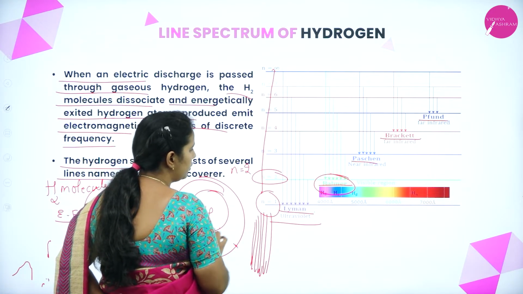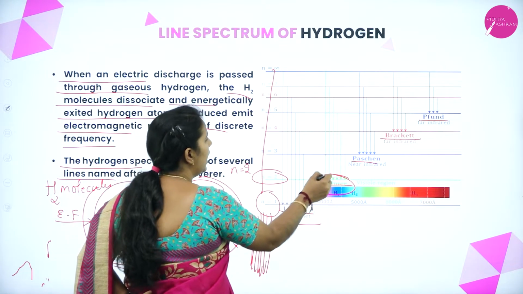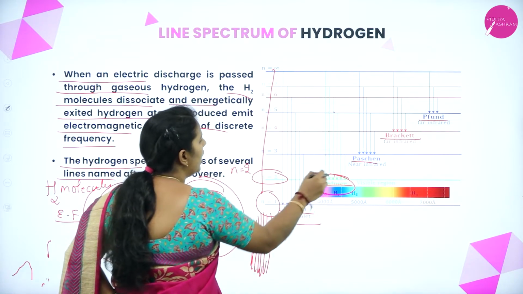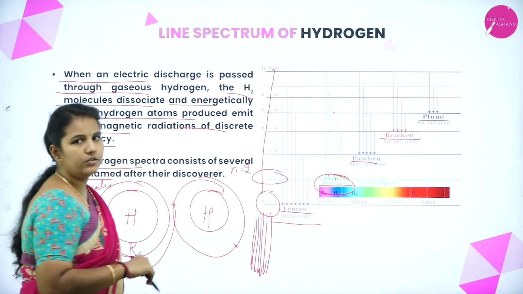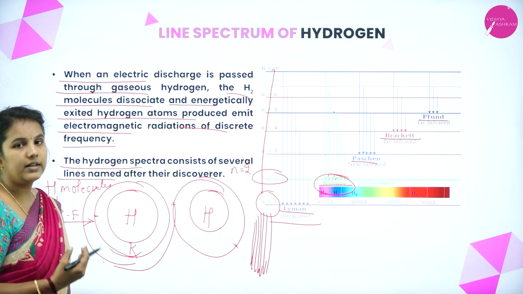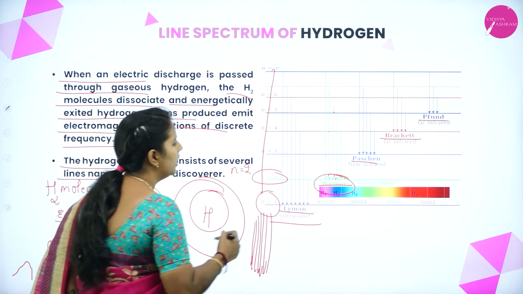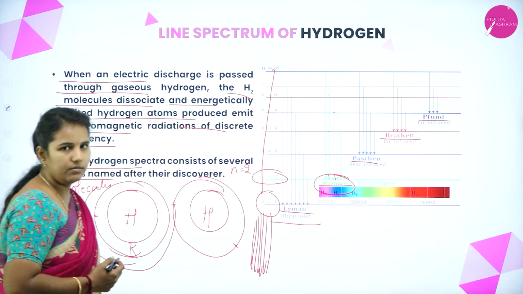When n is equal to 2 and it gains energy, it will be shifted to n is equal to 3, or it may shift to n is equal to 4, or to n is equal to 5, or to n is equal to 6. And this series is obtained in the visible region, hence it is known as the visible region series, and this was discovered by Balmer.